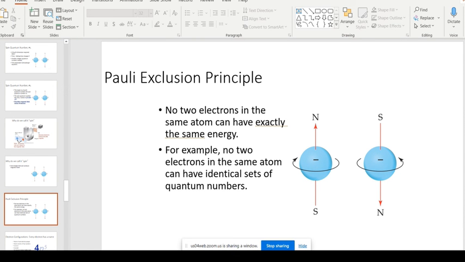So no two electrons in the same atom can have exactly the same energy. That is the second principle of Pauli's. For example, no two electrons in the same atom can have an identical set of quantum numbers. That is how they prove it. So they said if you have different arrangements, different rotations, then there is a different magnetic field. So that magnetic field can differentiate these two electrons inside an orbit.